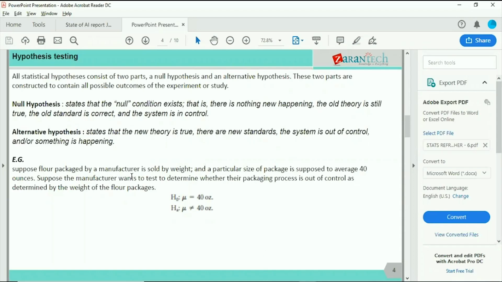Now, what is the alternative hypothesis? The alternate hypothesis states the new theory is true. There are new standards and the system is out of control or something is happening. So if I am saying Salman Khan's movie will make 250 crore, that is an alternative hypothesis. If that is true, it means the old standards have been demolished and a new standard has been set up. Are we clear about null hypothesis and alternative hypothesis?